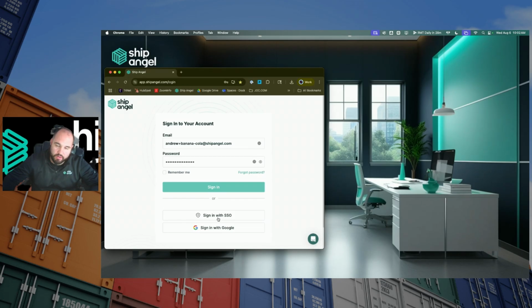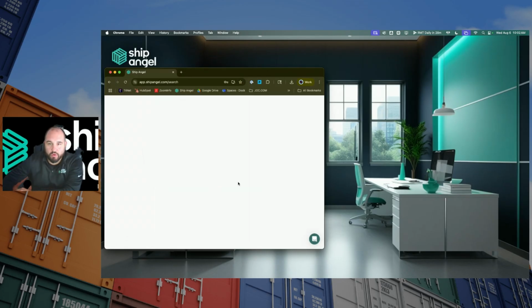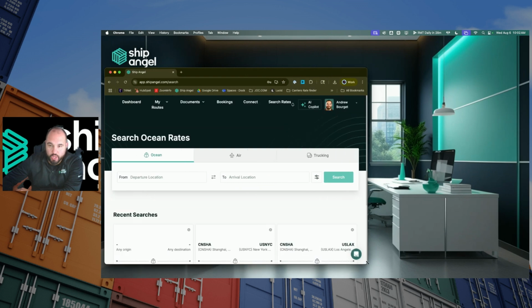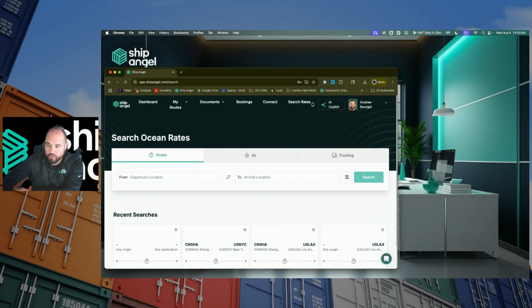The ShipAngel platform was built on the idea of enterprise technology. And so we can very quickly sign in with SSO, whether it be with Microsoft or another platform or your Google account, whatever your IT system is using. Once you log into the platform, ShipAngel is very configurable. Additionally, we have the ability to allow you to utilize the system on a mobile device.